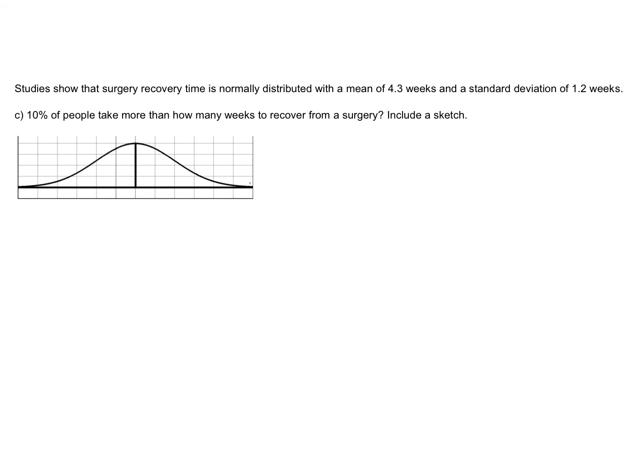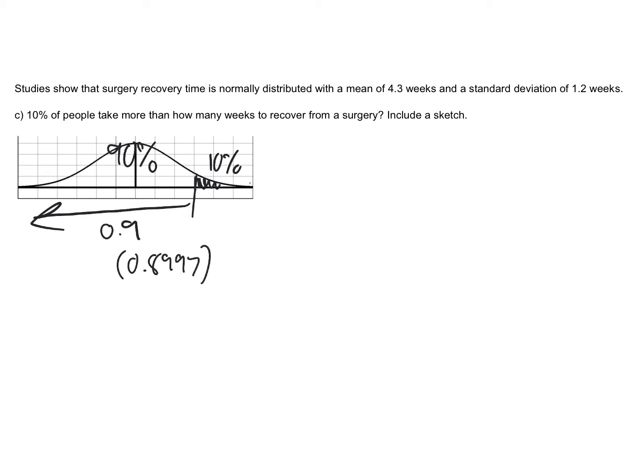Now part C is what I refer to as a reverse lookup. We want to know the top 10%. But we actually need 0.9 or 90% below. Our Z table only goes from 50% to 100%. Now, if we do a reverse lookup 0.9, you'll see the closest value to it is 0.8997, which corresponds to a Z of 1.28.